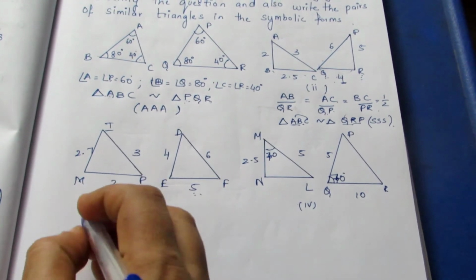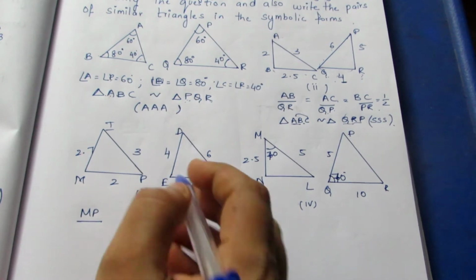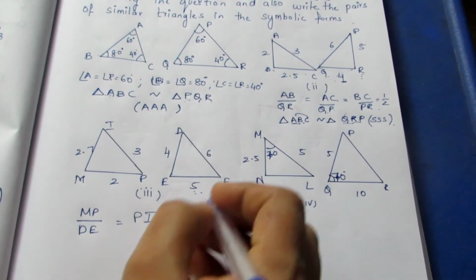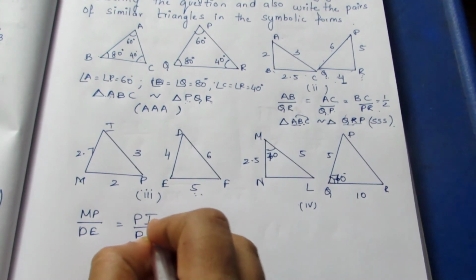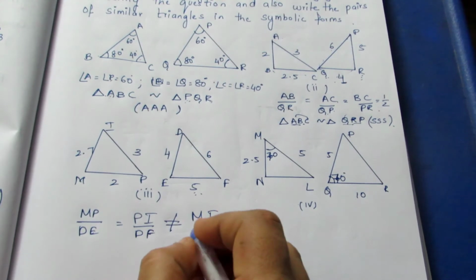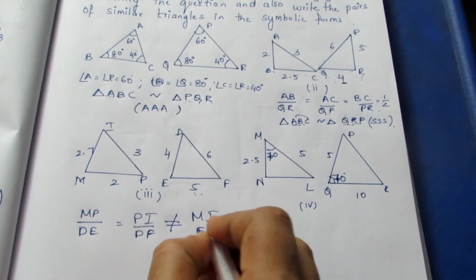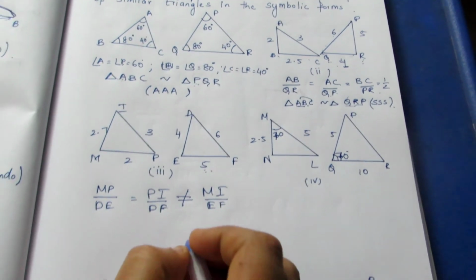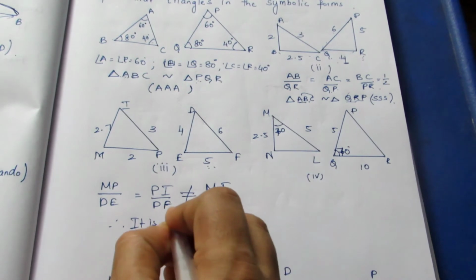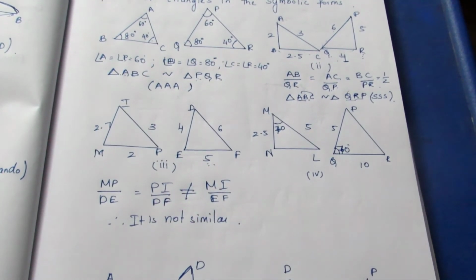As you can write this way, MP by DE is equal to PI by DF, but this is not equal to MI by EF. So we can say that therefore it is not similar. So these two triangles are not similar. We'll move on to the fourth one.